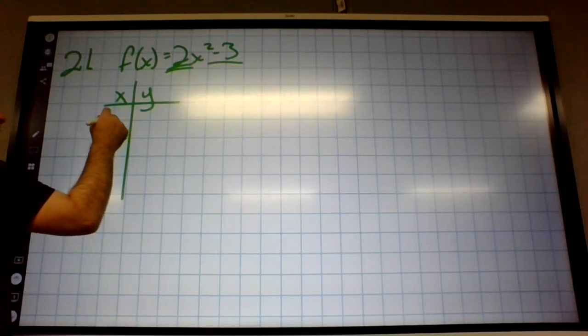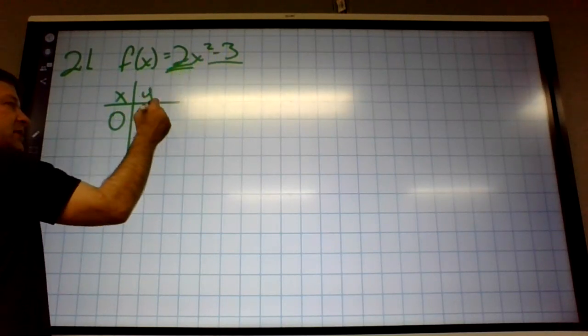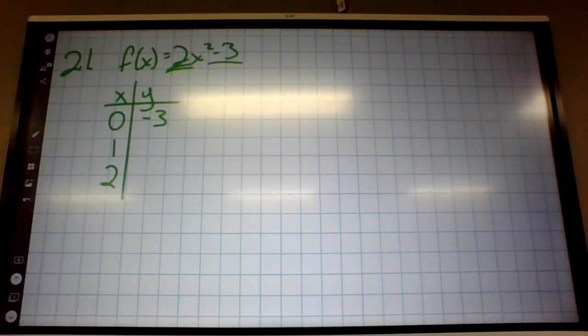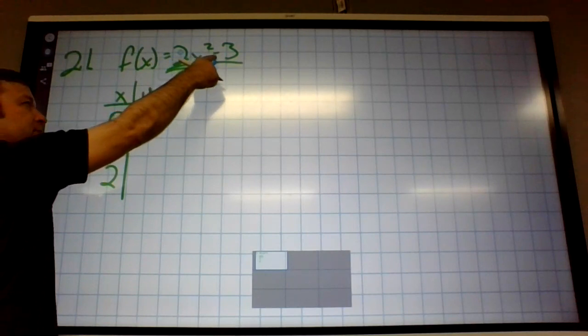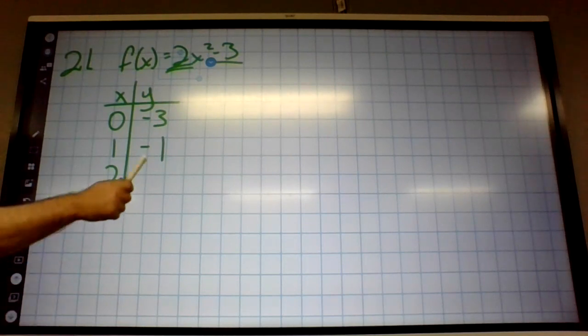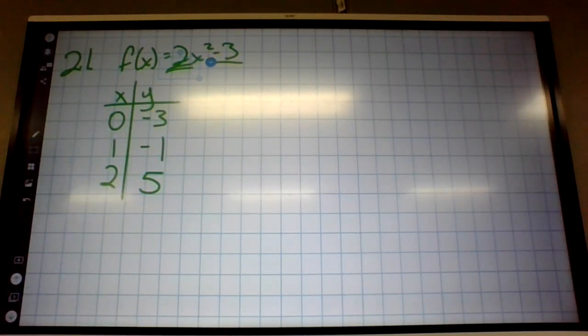All right. So if I plug in 0, 0 squared times 2 minus 3 is negative 3. If I plug in 1, squared is 1 times 2 is 2. 2 minus 3 is negative 1. If I plug in 2, 2 squared times 2 is 8. Minus 3 is 5.